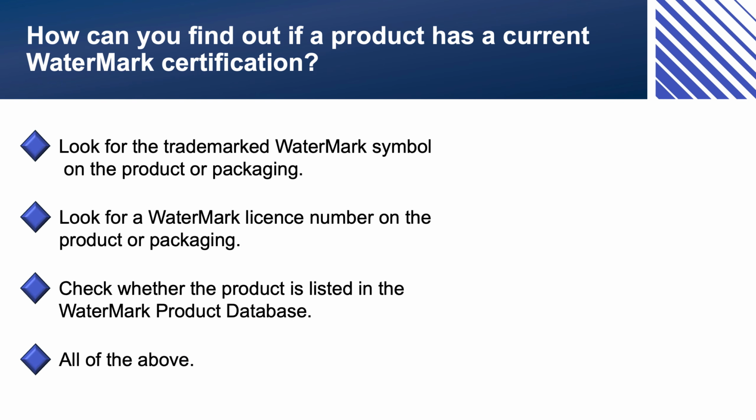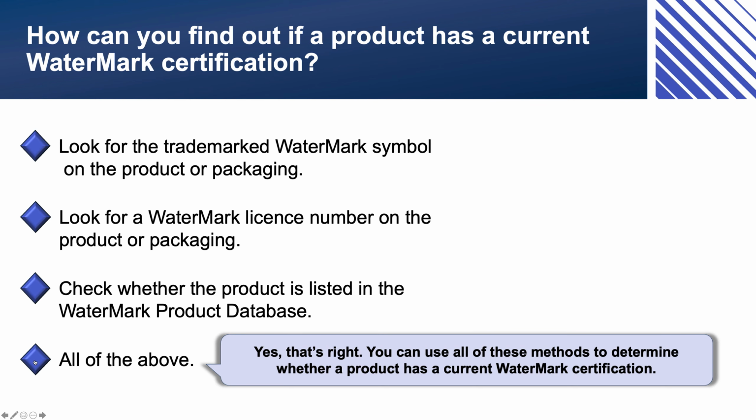Let's test your knowledge. How can you find out if a product has a current WaterMark certification? Should you look for the trademarked WaterMark symbol on the product or packaging, look for a WaterMark license number on the product or packaging, check whether the product is listed in the WaterMark product database, or all of the above? That's right. You can use all of these methods to determine whether a product has a current WaterMark certification.